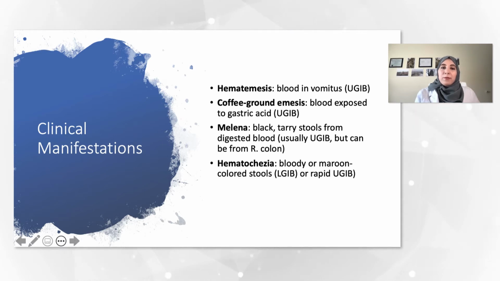Then the patient might come with melena, which is a black tarry stool from digested blood. Usually it's an upper GI bleed, but sometimes it can be from a right colon bleed. Then hematochezia, which is bloody or maroon colored stool. Usually it's a lower GI bleed, but sometimes could be from a very rapid upper GI bleed that did not allow it to be digested.